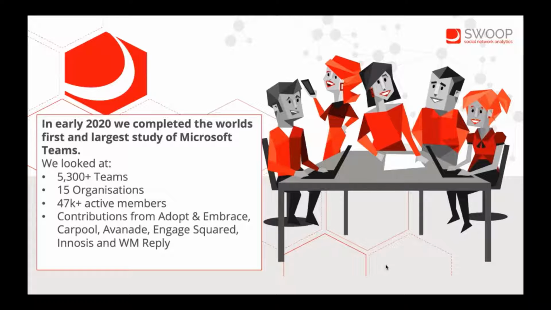the title of this session suggests 5,300 teams. They come from 15 organizations, and given that we were moving pretty fast this time, we also invited contributions from some of our partners to help us form a really clear picture. You can see some of them there: Adopt and Embrace, Carpool, Avanade, Engage Squared, Inesis, and WM Reply.